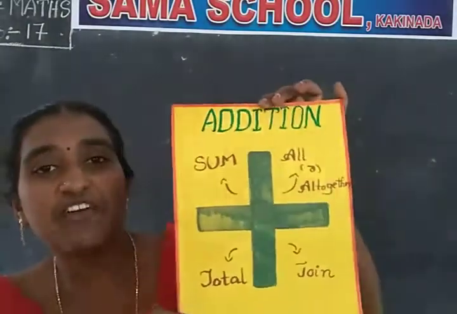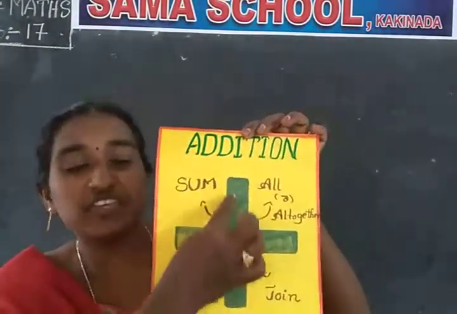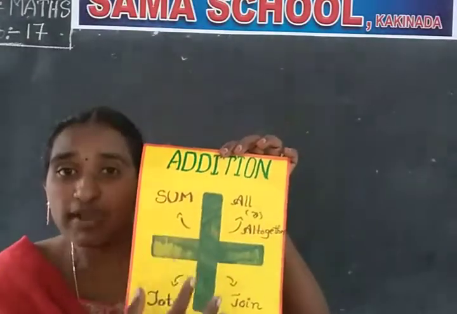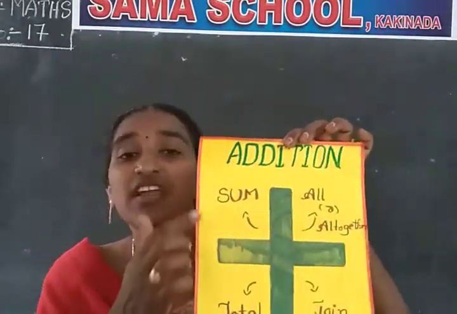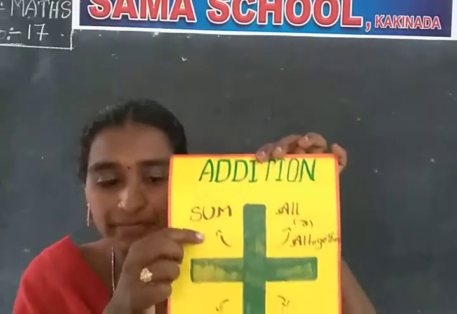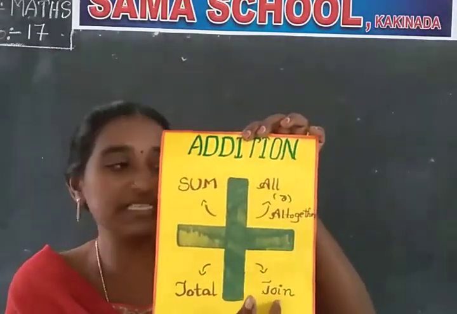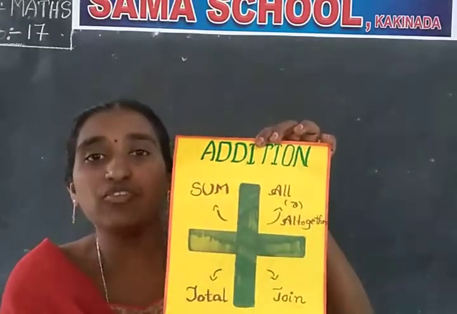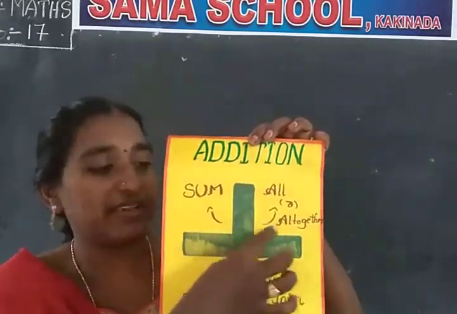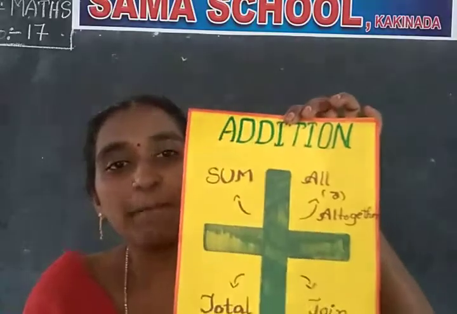In which cases we have to use addition? For addition we use the plus symbol. And in what cases we have to use this addition? When we have to find the sum or total, or we have to join the items or things, or we have to find the value of all objects or all together, then we have to use this plus symbol.